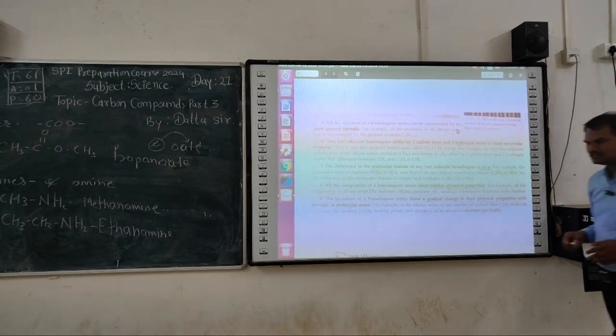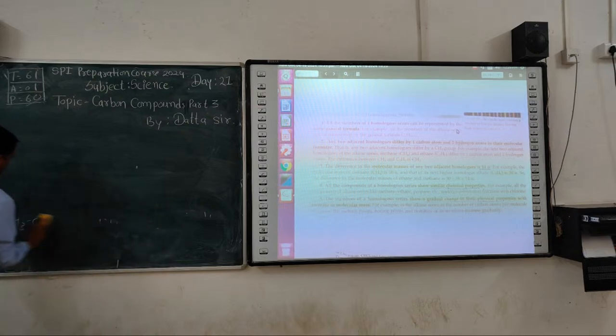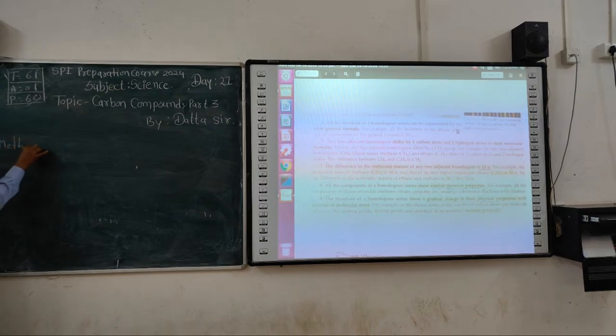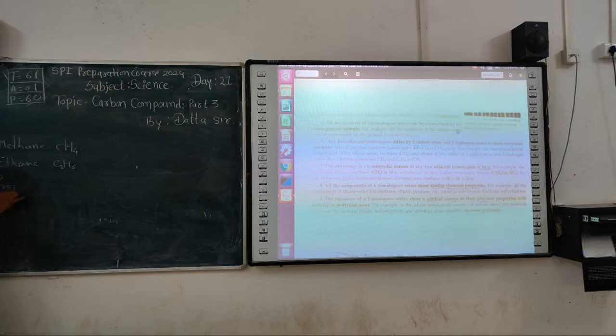Okay. For example, we see here alkane. Which is the first member? Methane. Its formula is CH4. Then ethane, its formula C2H6, then propane C3H8, then butane, its formula C4H10. See here, all these have the same general formula, is it?